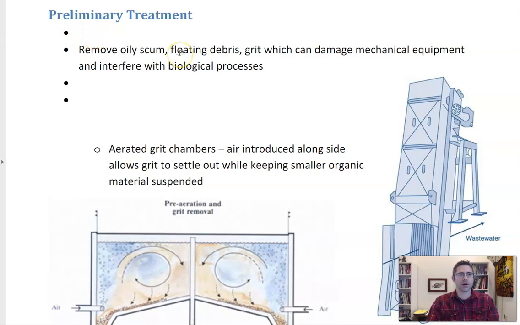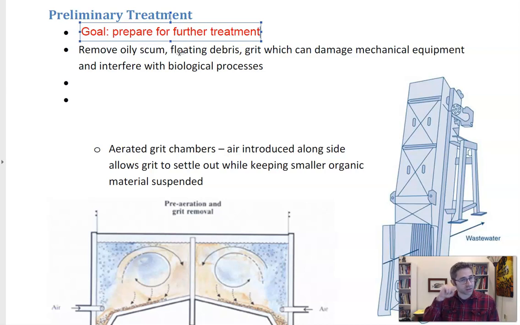So what is the purpose of preliminary treatment? Well, the goal is to prepare for further treatment. So what does that mean? Well, we want to remove things like oily scum, floating debris, grit, anything that can damage mechanical equipment downstream. So there's usually some pumps in wastewater treatment facilities, pipes, overflow weirs, things like that. We don't want it to get clogged by sticks and anything else that could enter the sewer system, or anything that would interfere with any kind of biological process downstream.